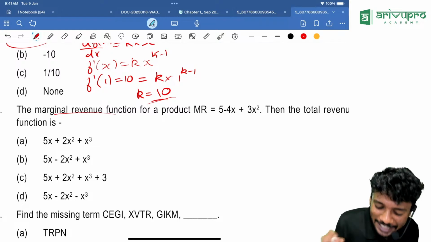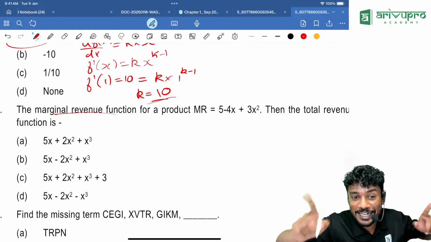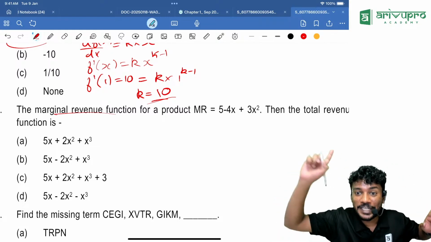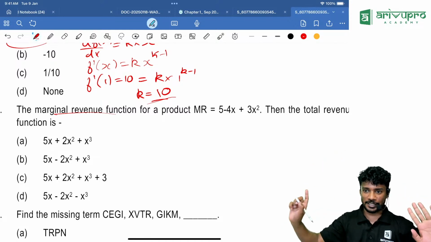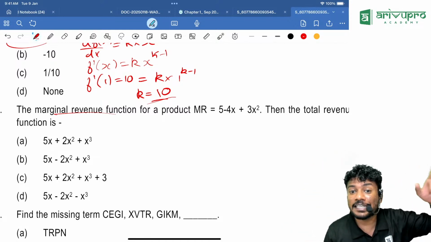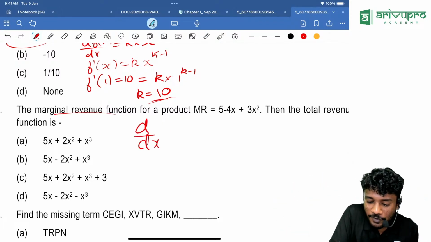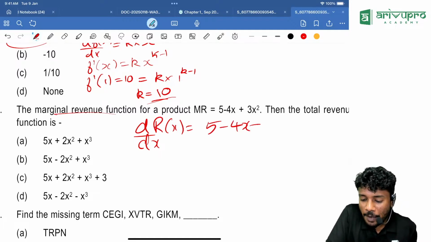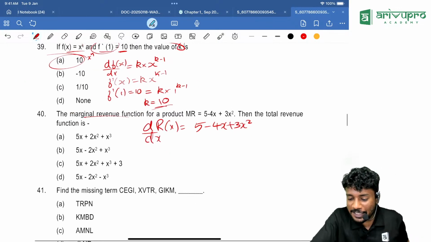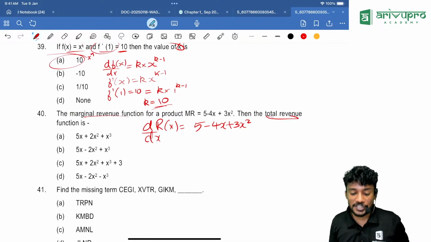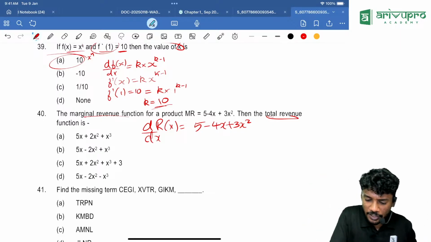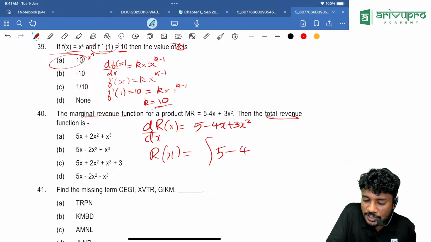Next one. Marginal revenue. Whenever marginal revenue is there, what did I tell you? It will be d by dx of the revenue function. If it is marginal cost, that is d by dx of the cost function. Here, d by dx of the revenue function is equal to 5 minus 4x plus 3x square. Then they are asking for the total revenue function. How will you do it? Just integrate it. R of x is equal to the integral of 5 minus 4x plus 3x square dx.